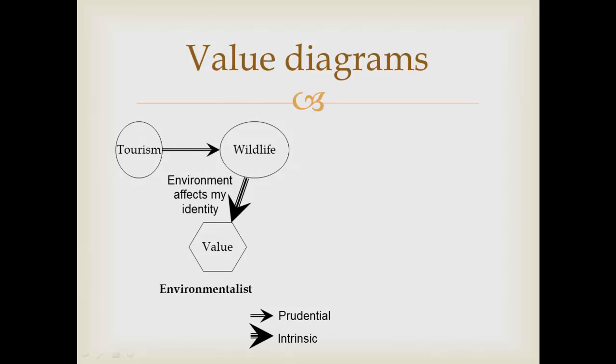We next come to the notion of value diagrams. Value diagrams are a way to communicate the experience of value to other people and also to ourselves. So, for instance, here is an environmentalist in Africa who considers wildlife to be of intrinsic value. And so the arrow that represents intrinsic value is this thick 3-barred arrow right here. So this is what we will use to denote intrinsic value. Now the environmentalist says tourism is important to us because the tourists bring in the money to support wildlife protection. So it's a thinner 2-bar arrow, it's a prudential value.